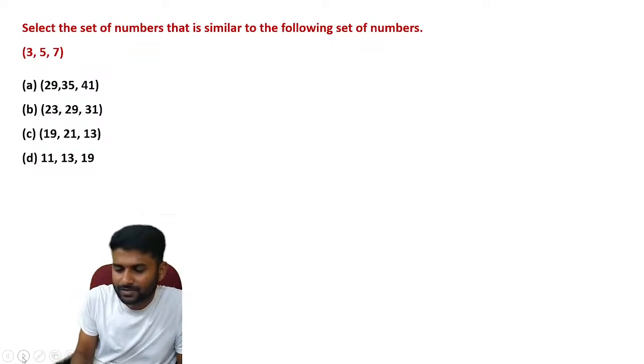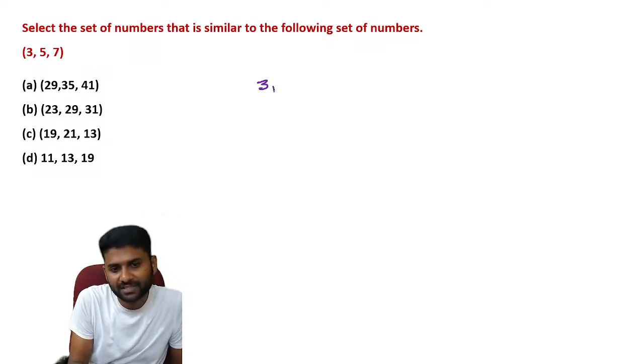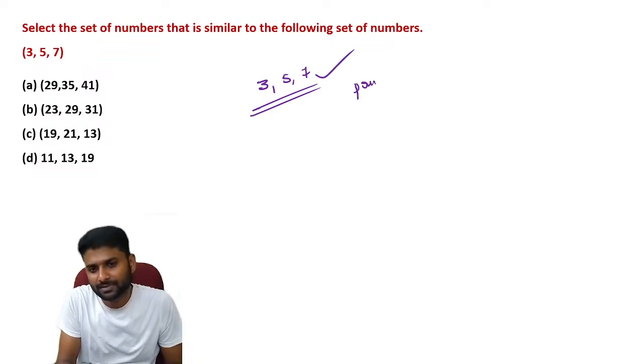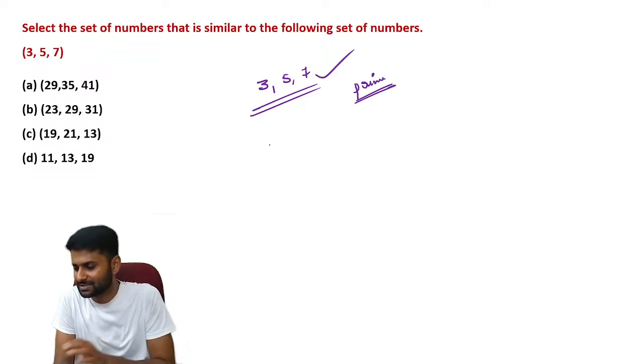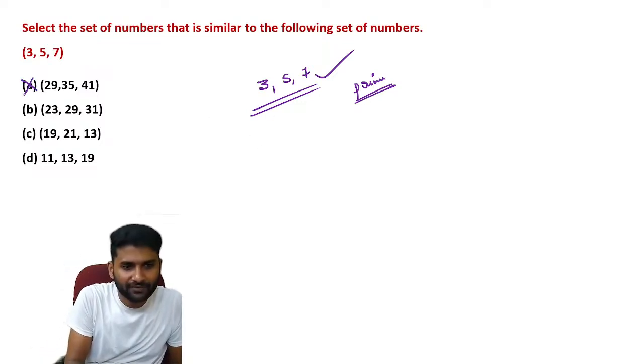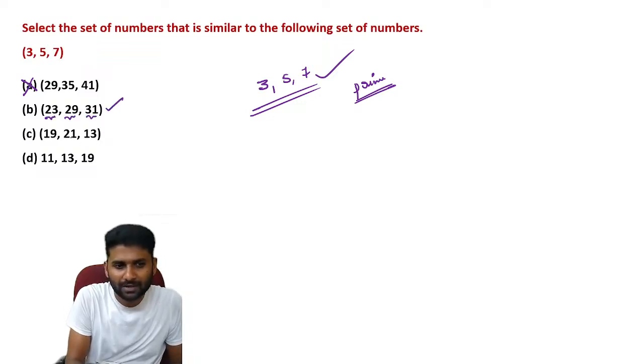Anyone? So what is the relation here between 3, 5, 7? Guys, if you observe, 3, 5, 7 are prime numbers. It is in the sequence. After 3, the prime number is 5. After 5, the prime number is 7. If you observe, 35 is not a prime number. 23, 29, 31 are in sequence in the prime numbers. 21 is not a prime number, and they are missing 17 here, so that is not in the sequence.